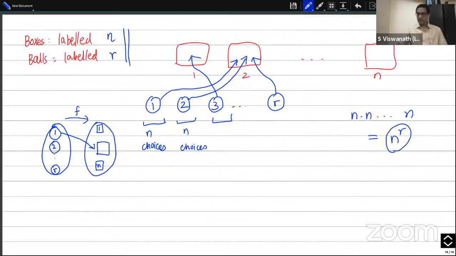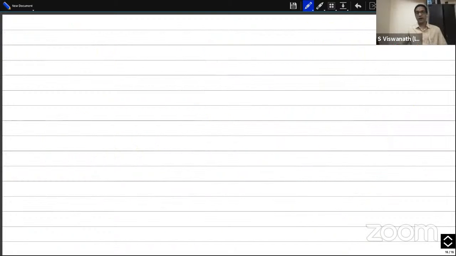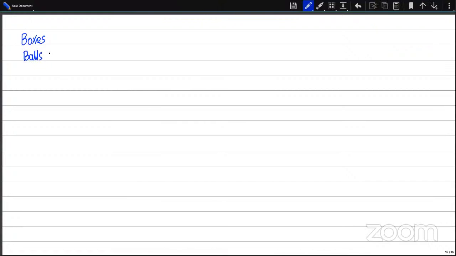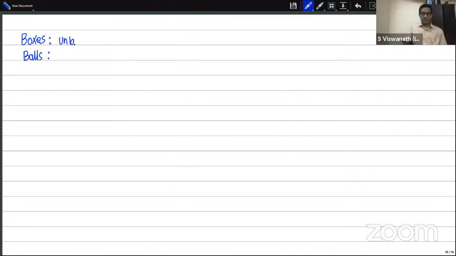Now, the other two cases are remarkably harder actually. So let's say what's left: the boxes are not labeled. So they are all identical boxes. The boxes all look the same, but the balls are labeled.